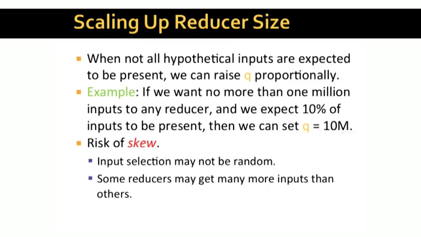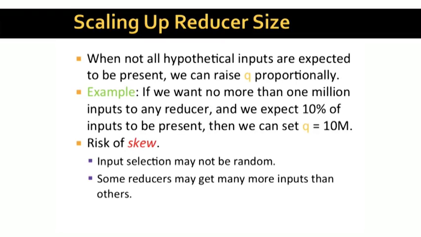As long as the problem inputs are chosen independently, then we can expect each reducer to have close to the average number of inputs, and we'll be okay. Maybe you want to set Q a little lower than 10 million to account for the fact that there will be some statistical variation, and we don't want any of the reducers to get more than 1 million inputs.